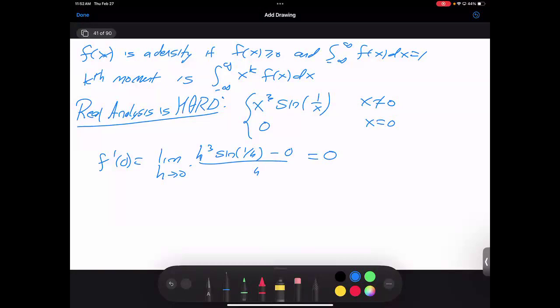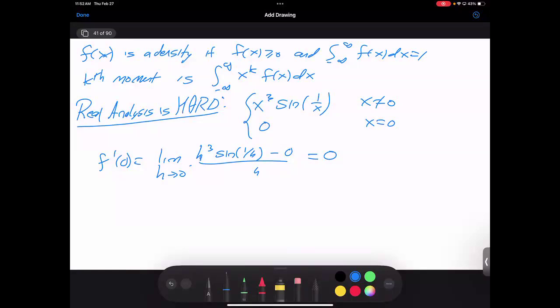This function is not going to be twice differentiable at 0. Because when you differentiate the sine of 1 over x, you're going to get a 1 over x squared coming out. When you do it again, you're going to get a 1 over x to the fourth. Things are going to blow up. This function is differentiable once, but not twice. So in real analysis, you can have a function that's differentiable once, but not twice.